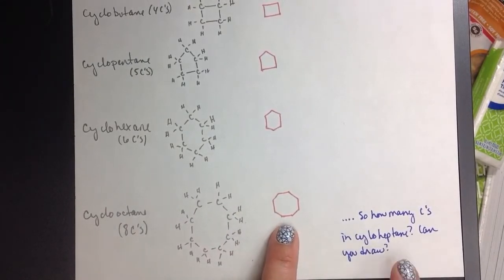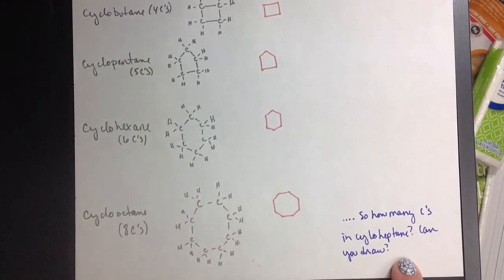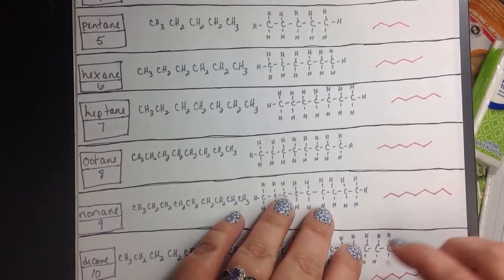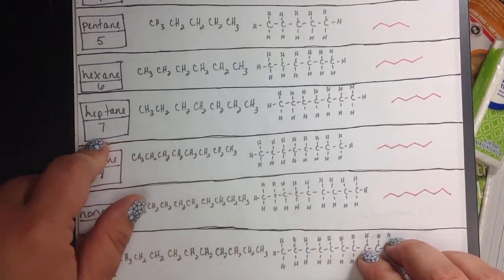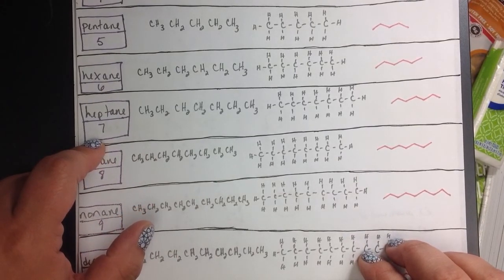So how many carbons do you think might be in cycloheptane? Let's go back to our previous chart. See how heptane is 7 carbons? Cycloheptane is simply 7 carbons in a ring.